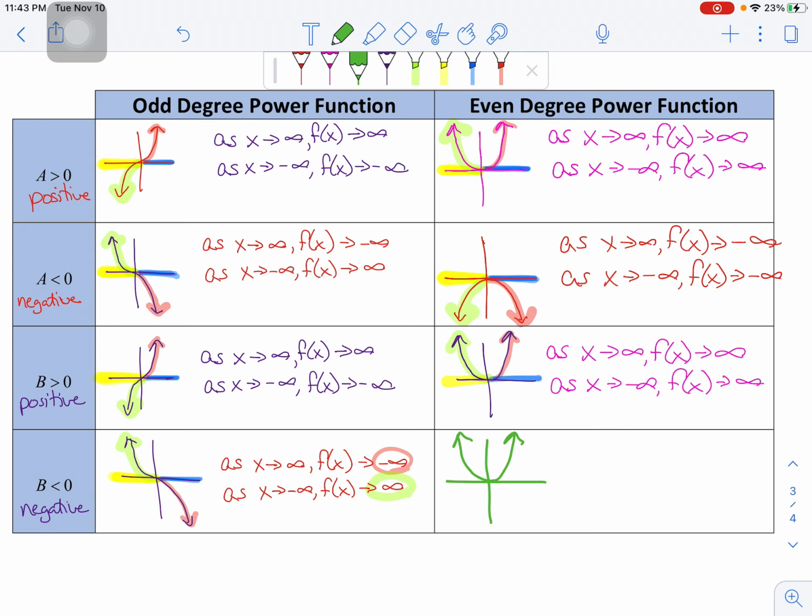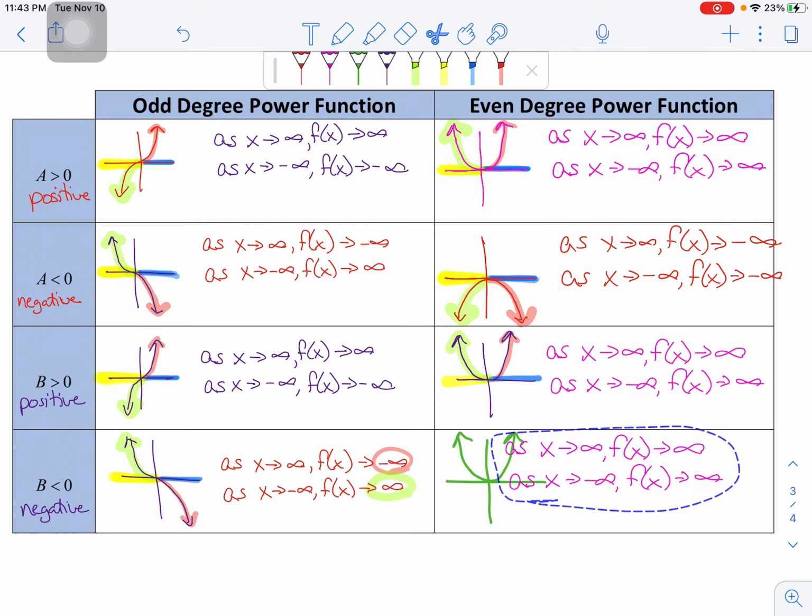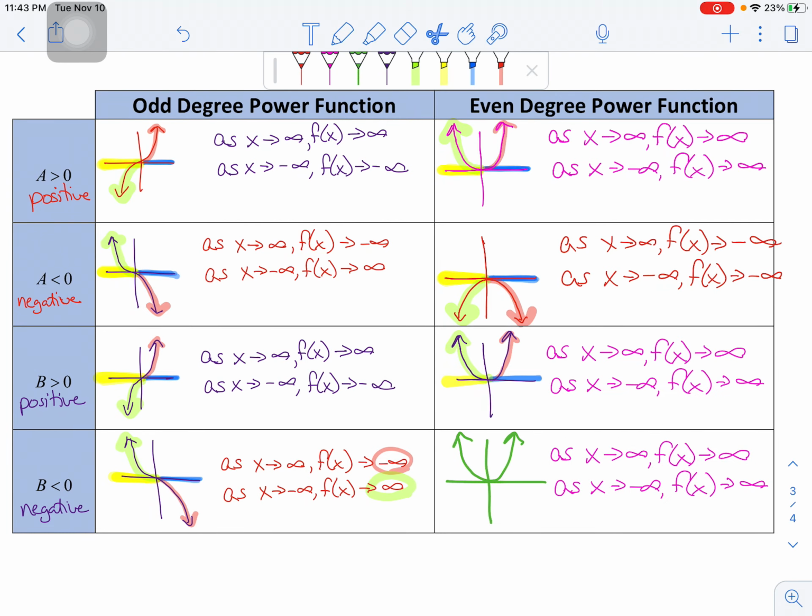And let's take a look at if b is negative. That's going to reflect over the y-axis, which means it's going to look identical to what we just did. Because your even degree functions already have that same symmetry, it's not going to change. So it's the same exact thing as the last problems. As x approaches positive infinity, your curve is increasing. As x approaches negative infinity, your curve is increasing.